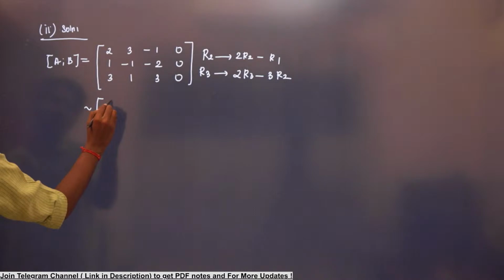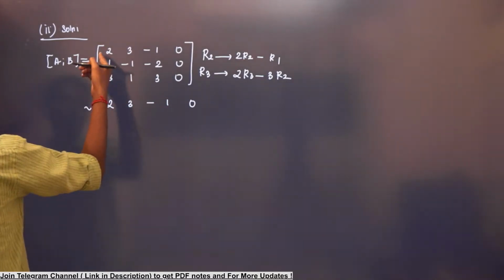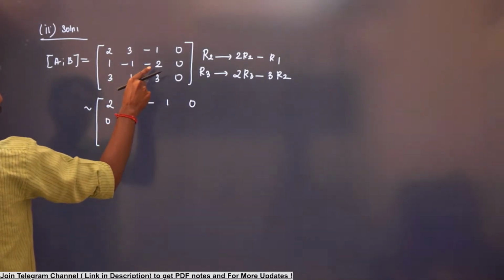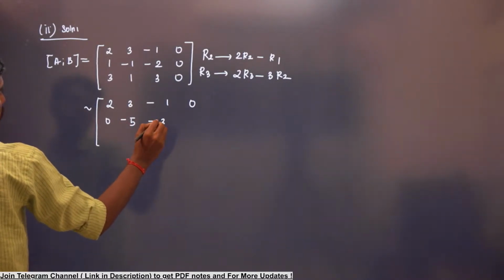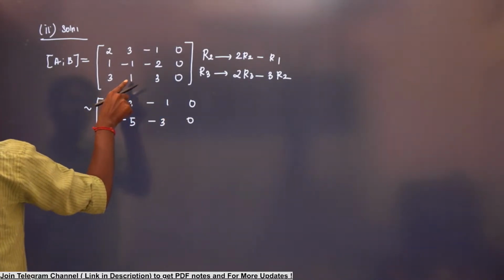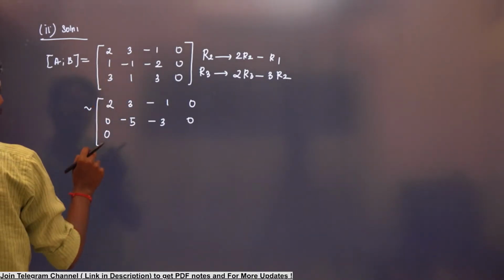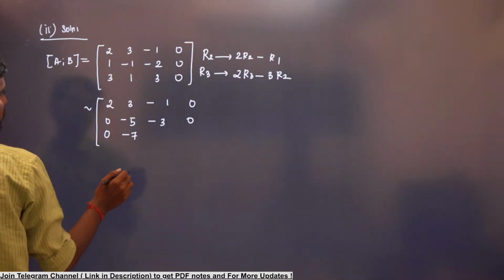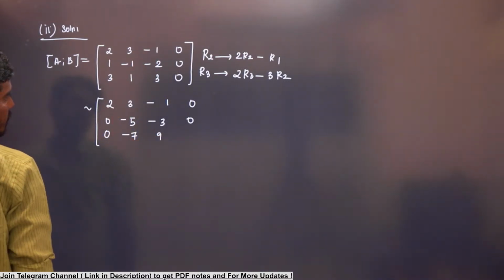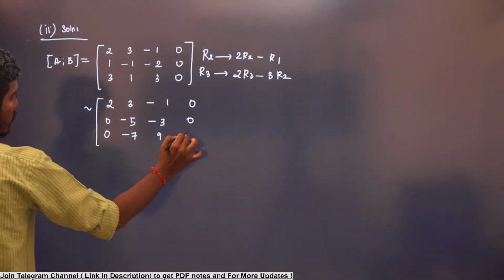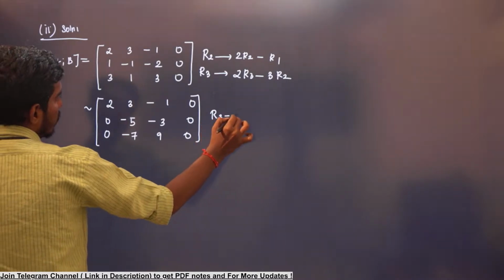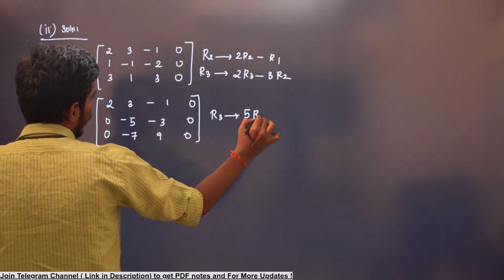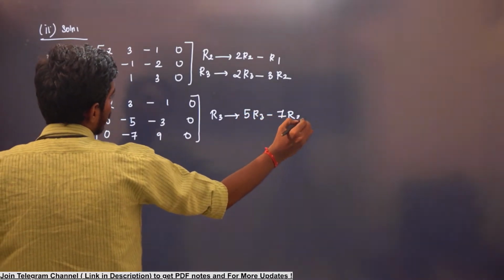This is equivalent to 2 3 minus 1 0. So multiply 2 and then subtract. You multiply 2 here, so minus 2 minus 3 is minus 5. You multiply 2 here, minus 4 plus 1 is minus 3. This is 0. You multiply 2, you multiply 3. So 2 minus 9 is minus 7. You multiply 2, this will be 6. 6 plus 3 is 9, and this is 0. So again, R3 is transformed to 5 times R3 minus 7 times R2.